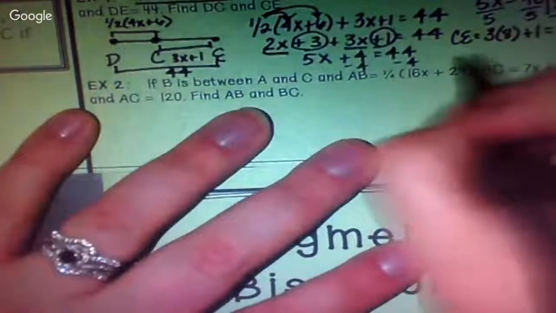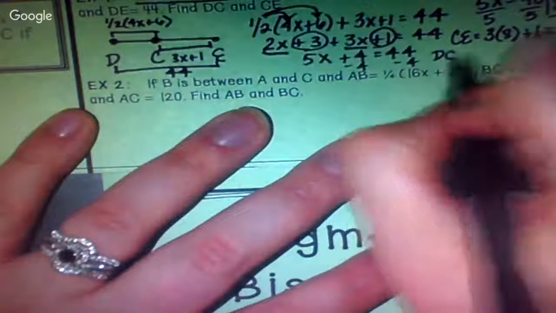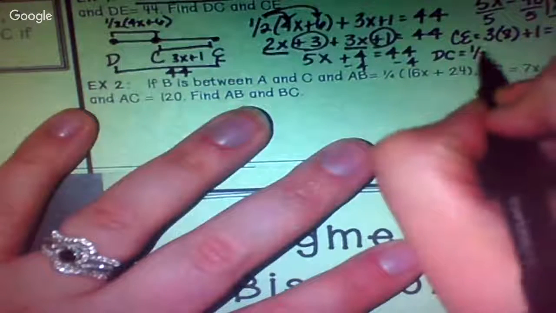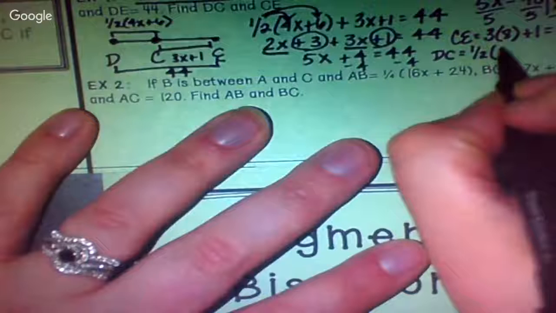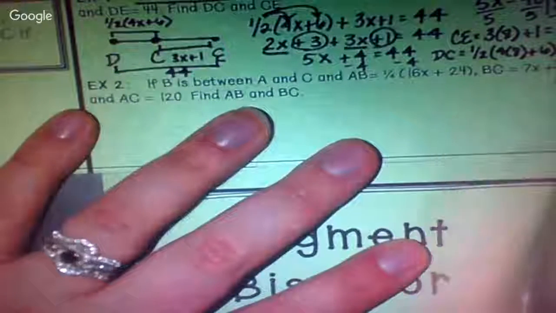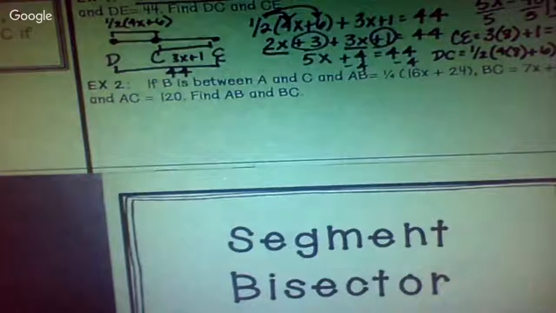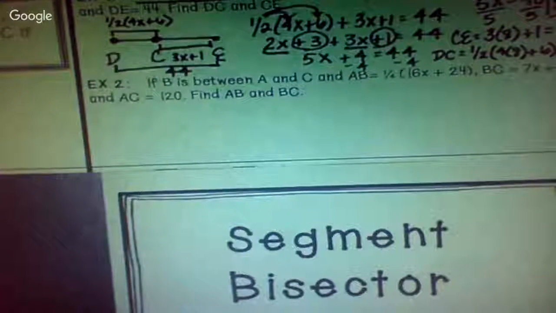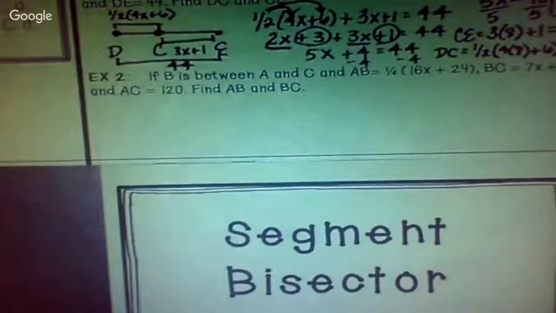Okay. The last thing I need to find is DC. Well, DC equals 1/2 times 4 times X, which is 8, plus 6. Okay, so 4 times 8 is what? 32. What's 32 plus 6? 38. And what is half of 38? 18.